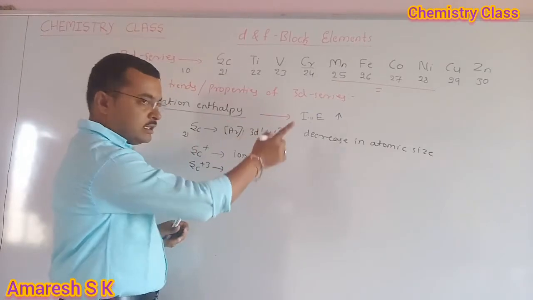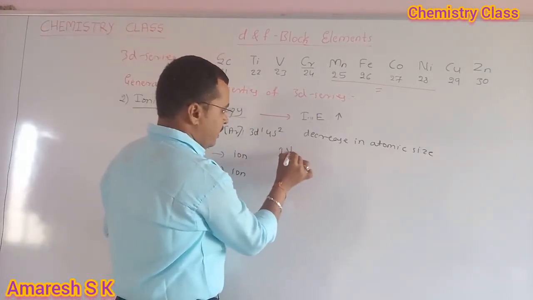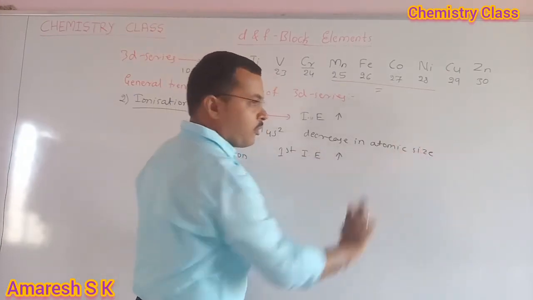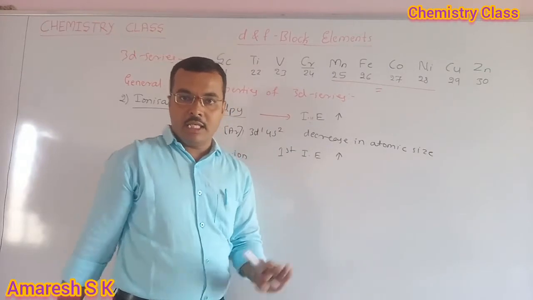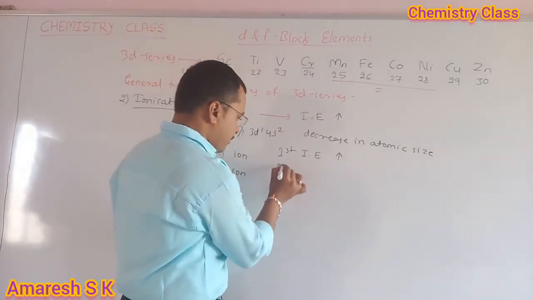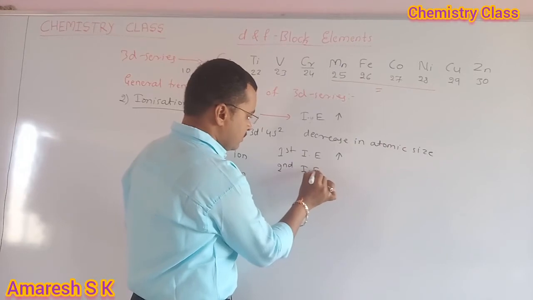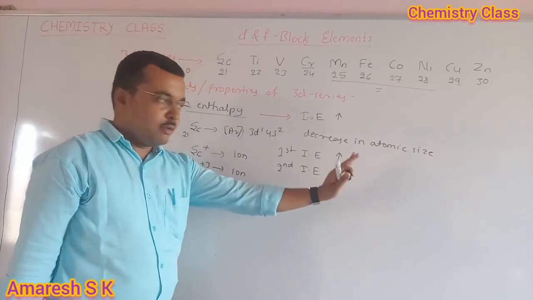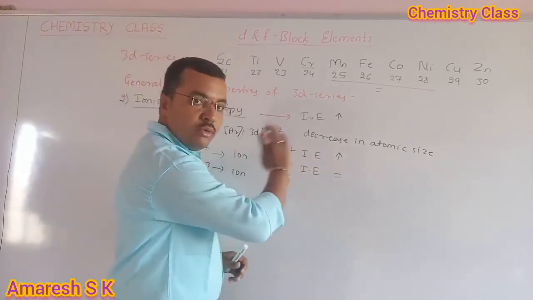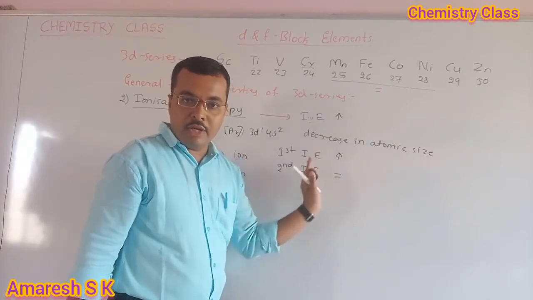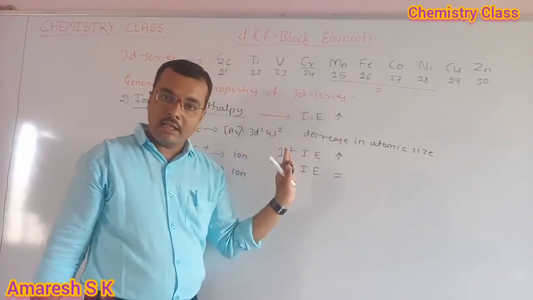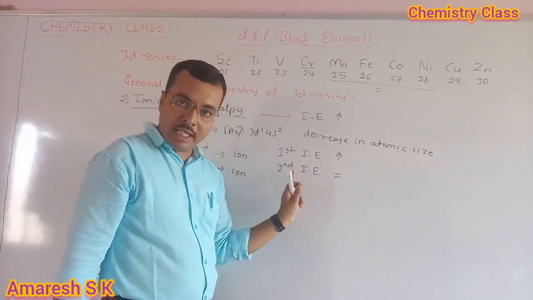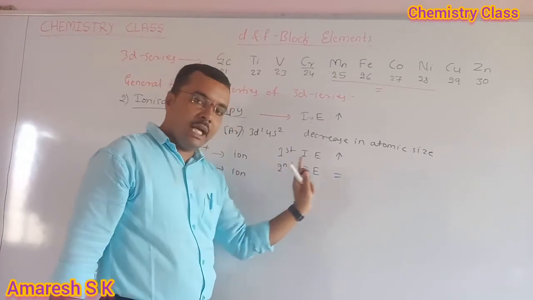This means first ionization enthalpy increases as we move from left to the right in the periodic table. And next, second ionization enthalpy remains constant. First ionization enthalpy means to ionize the atom, to remove one electron from the atom. To remove the second electron of the element is called the second ionization enthalpy.